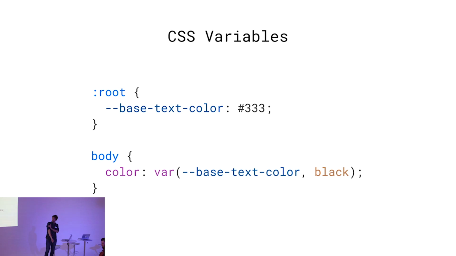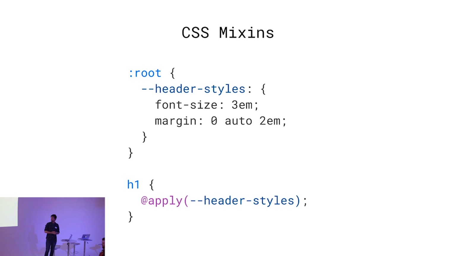CSS variables have been introduced, so really easy to use. This is, I think, quite self-explanatory. And also, CSS mixins. This is not a W3C spec, it's still in the approval phase. But basically, a way to define, like a CSS variable, actually a CSS object and apply it somewhere else.